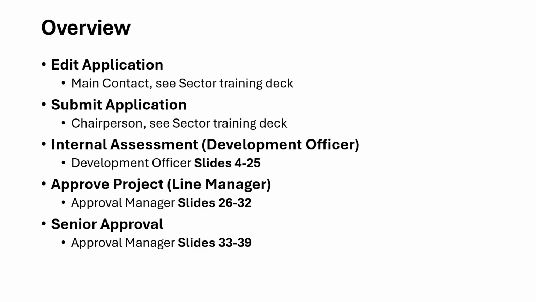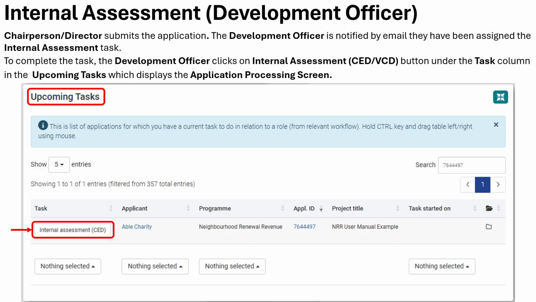Previous decks have managed and explained the edit application and submit application stages. To start, we will look at internal assessment by the development officer. When the chairperson or director has submitted the application, the development officer is notified by email that they have been assigned the internal assessment task. To complete the task, the development officer clicks on the Internal Assessment CED or VCD button that appears under the Task column in the Upcoming Tasks window. This will then display the application processing screen.